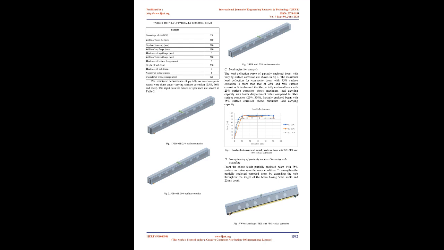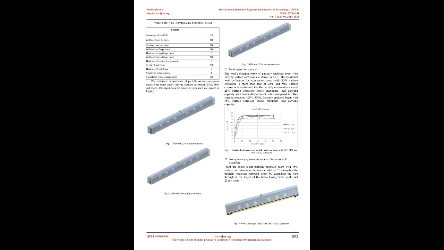Numerical analysis. The static analysis of surface corroded RC beam was performed using ANSYS 16.1 workbench of finite element software for mathematical modeling and analysis. A. Material properties. The material properties of the partially enclosed beam are tabulated in Table 1. Table 1. Material properties. Element type: Beam 188. Young's modulus equals 200381 MPa. Poisson's ratio equals 0.3. Yield strength equals 235 MPa.